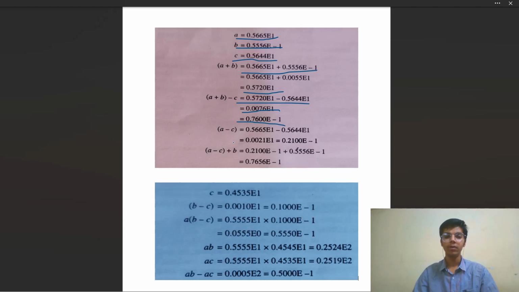Now what we're going to do here is first subtract a minus b. We have written their corresponding values there. Now we have subtracted, and after normalizing, the resultant value is 0.2100 e to the power minus 1. Now we will add the value of c here. Since they have the same exponential power, they will simply get added. So the resultant is 0.7656 e to the power minus 1.